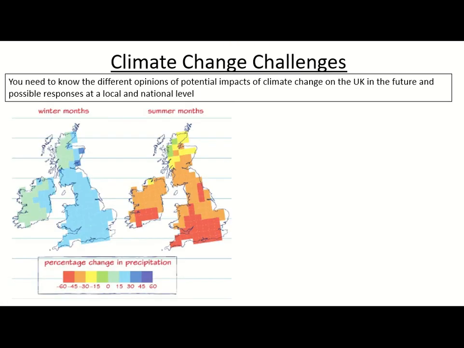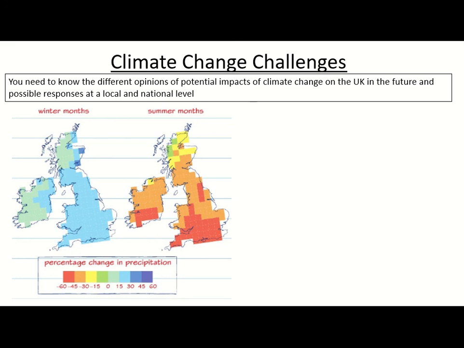Okay, the final challenge is climate change challenges. So you need to be aware of the different views about climate change in the UK and the impacts of climate change in the UK for the future, and also the ways in which we can respond both locally but also nationally. So again, what's the impact? What is the issue, climate change? What impacts could it have, and how could we resolve it?